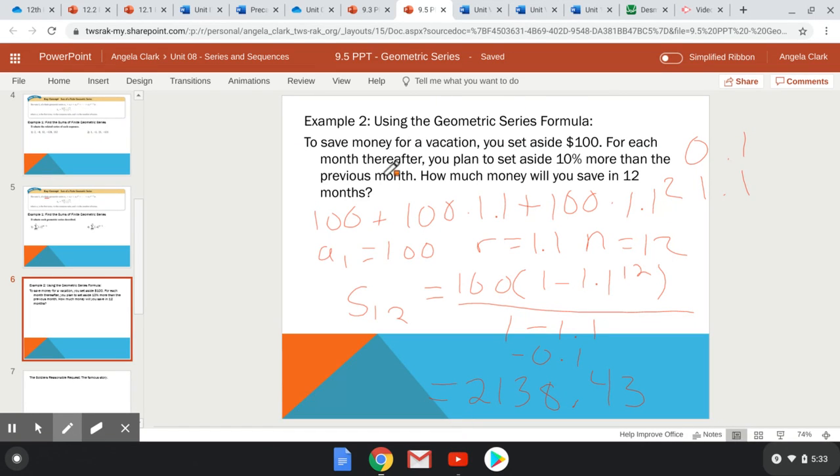So hopefully that will be enough for your vacation. I guess it depends on where you're going, but should be enough.